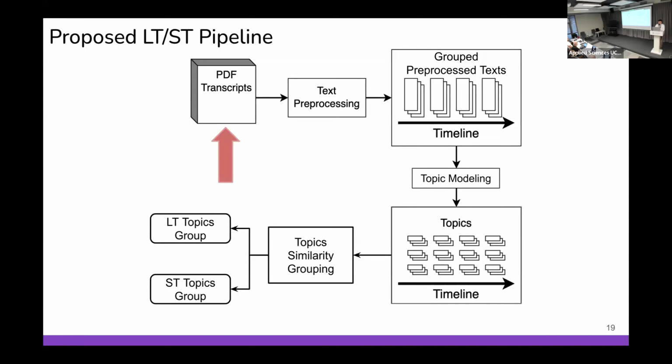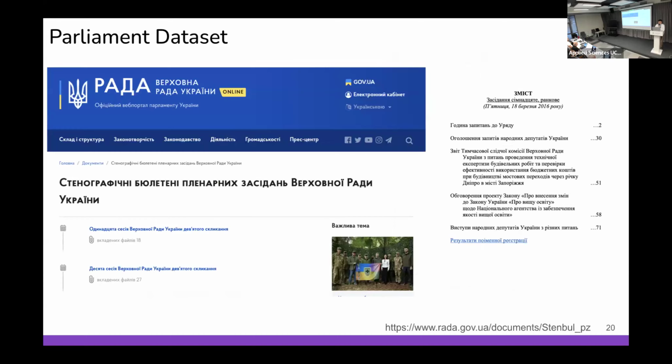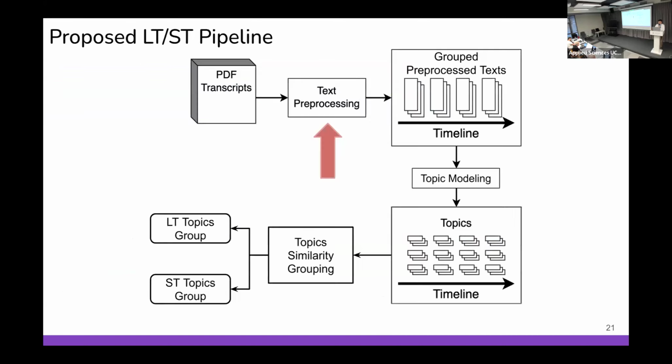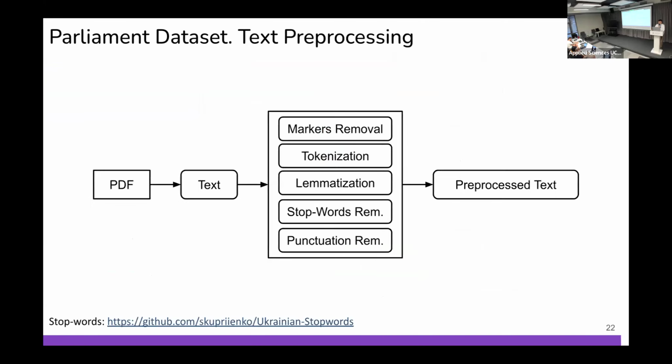So let's start with the first phase of our pipeline. We took the data from the official web portal, Verkhovna Rada. It contains PDF documents with transcripts of sessions which took place in the parliament. Basically, its structure is on the right side. Next, we are going to preprocess this text. First of all, we are converting this PDF to text using the PyPDF library.